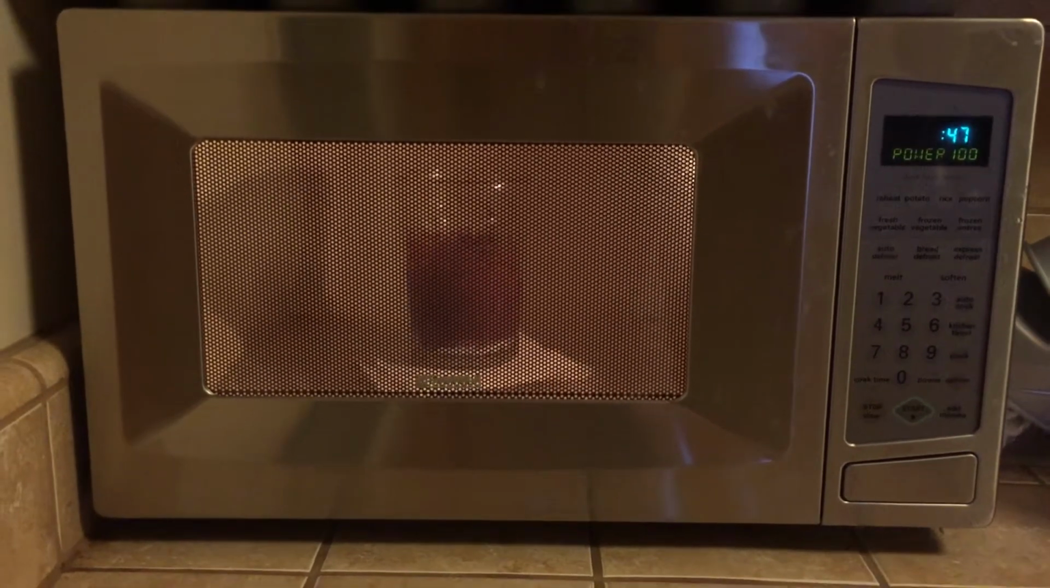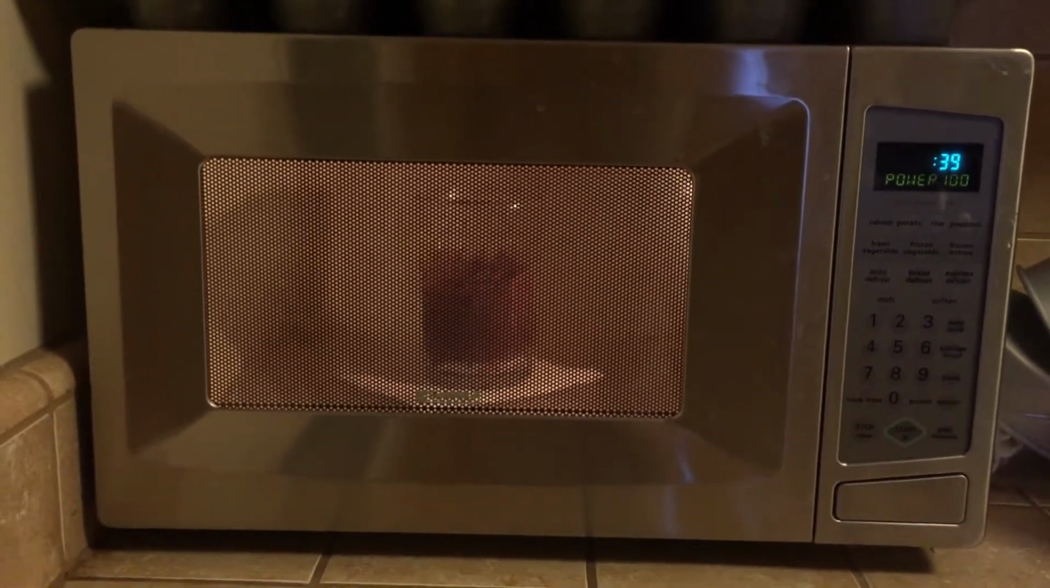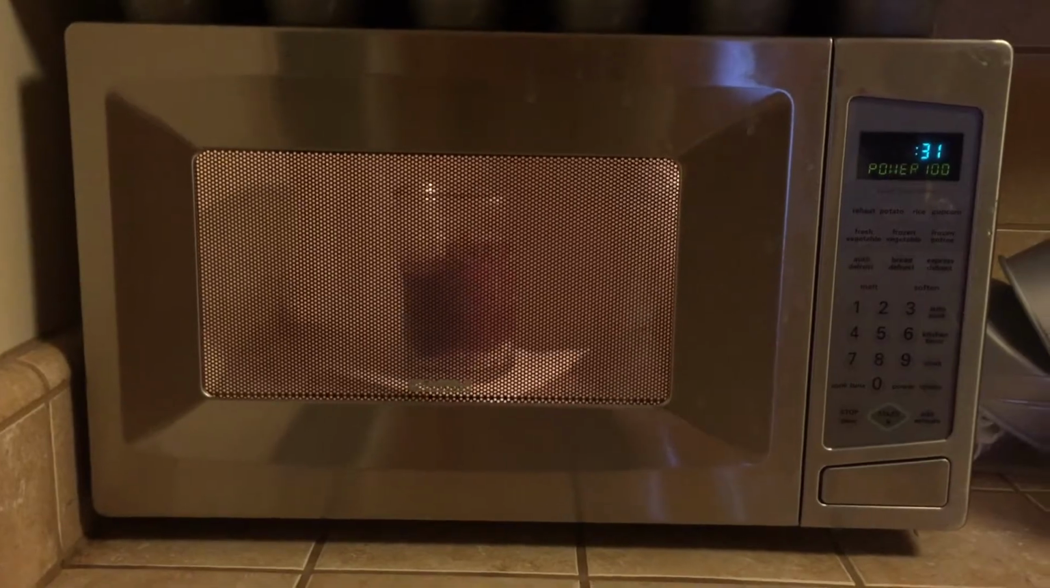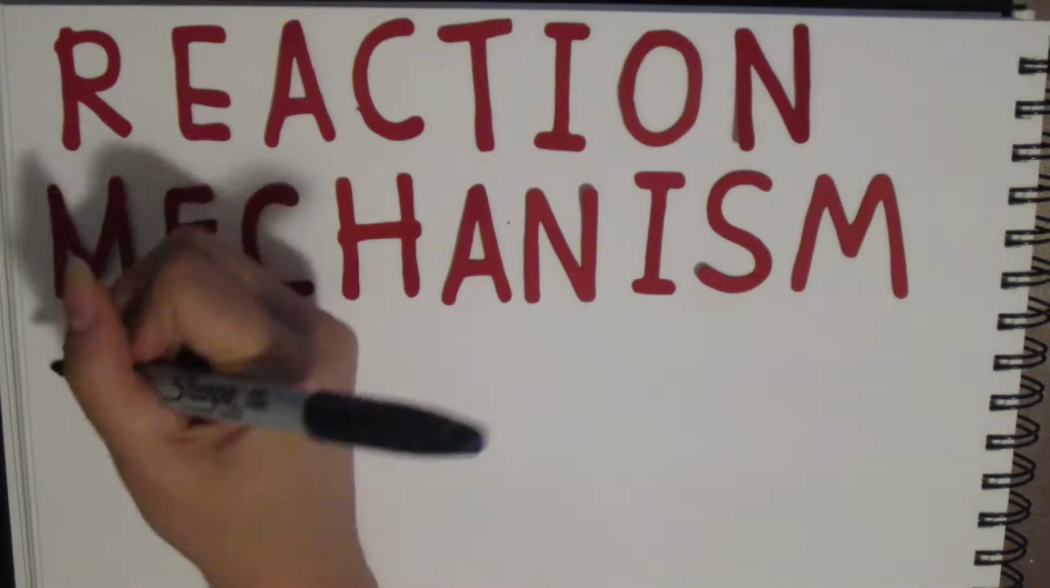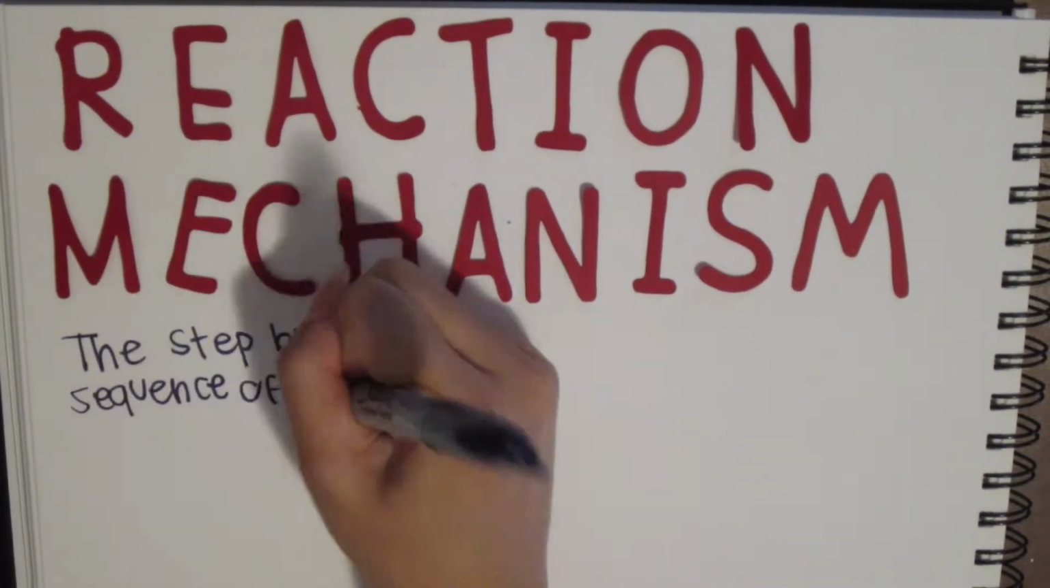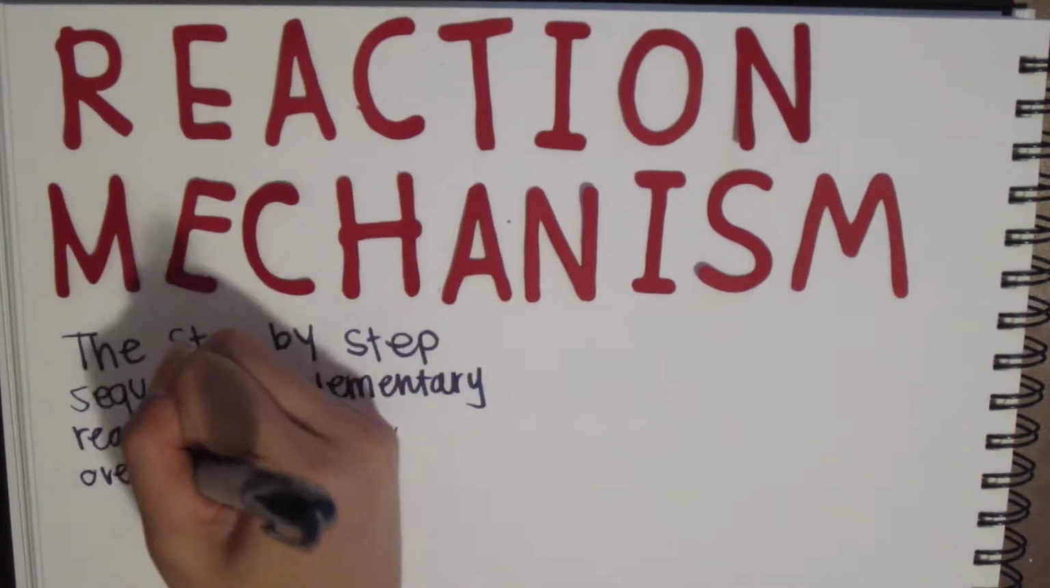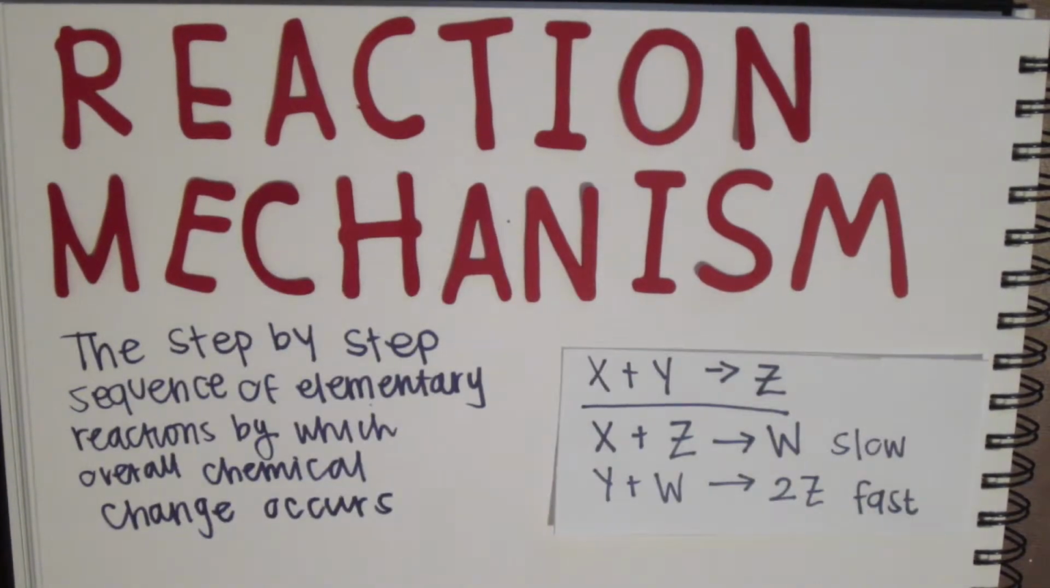In today's episode of Chemistry for Smarties, we will be talking about how baking a mug cake can be used as an analogy for rate mechanisms. Reaction mechanism: the step-by-step sequence of elementary reactions by which overall chemical change occurs.